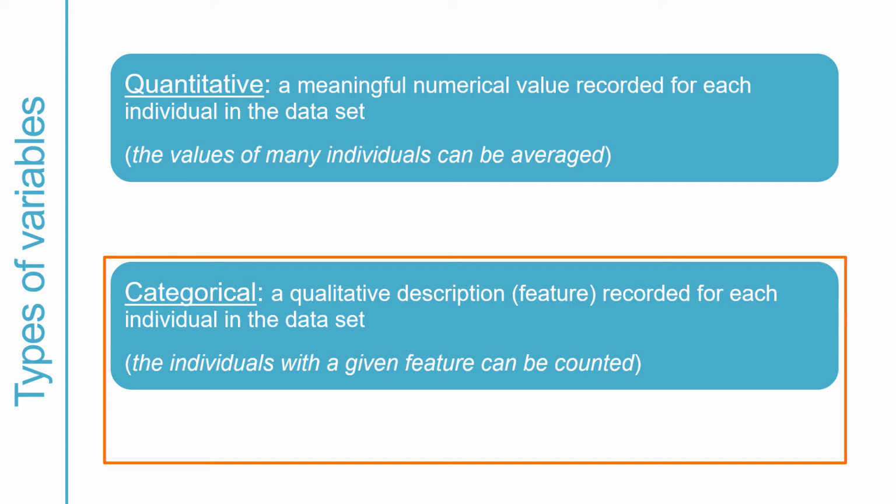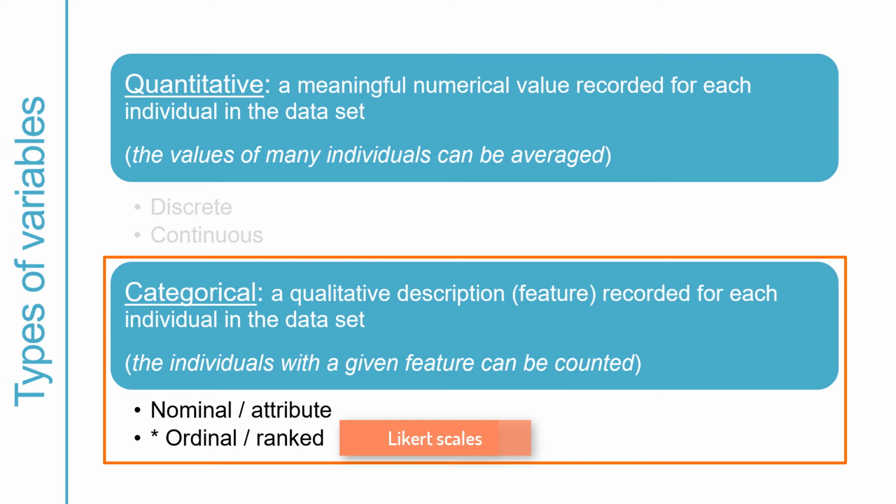Nominal categorical data represents simply a feature recorded for each individual, whereas ordinal data means that we have some sort of ranking in the possible outcomes of the categorical variable. A well-known example is Likert scales, which correspond to questions where we ask individuals, do you strongly disagree, agree, or strongly agree with a particular statement? We will not discuss ordinal data further in this class.